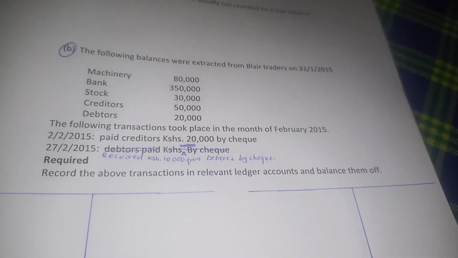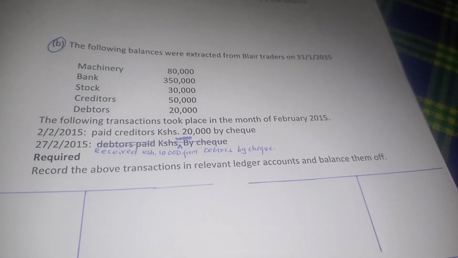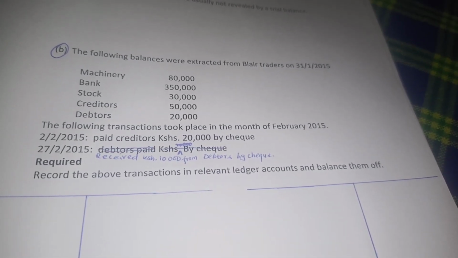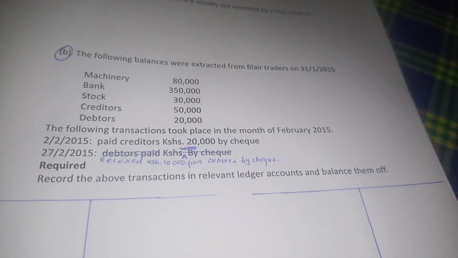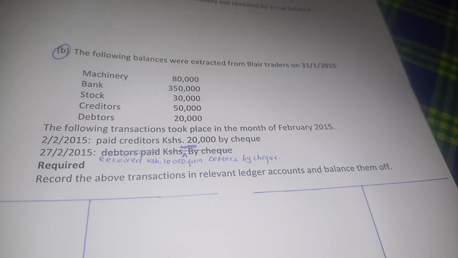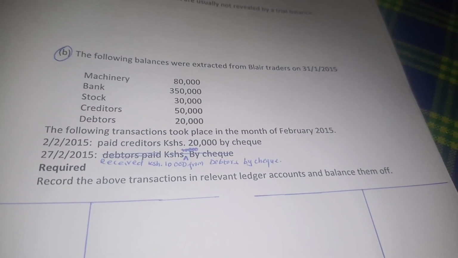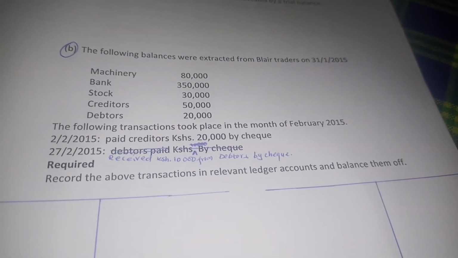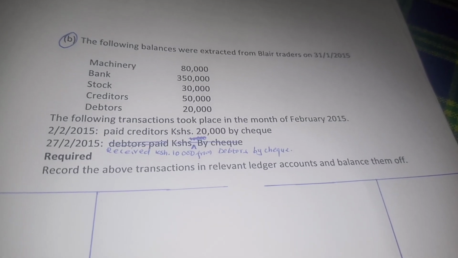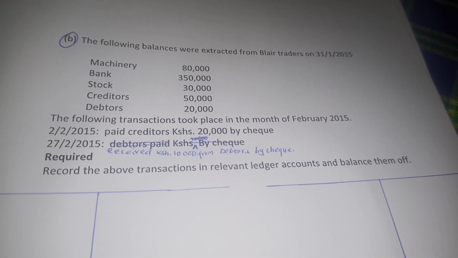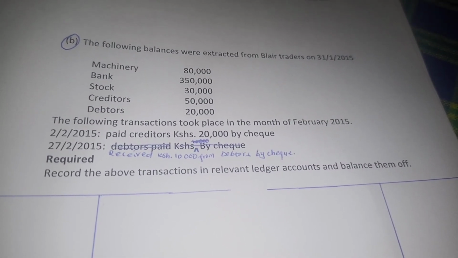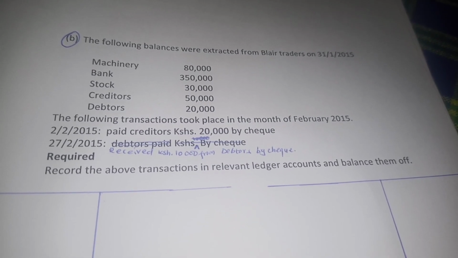Hello learners, welcome back. Today we are going to do a simple question on ledger accounts and how to balance ledger accounts. Now the question reads, the following balances were extracted from Blair Traders on 31st January 2015.